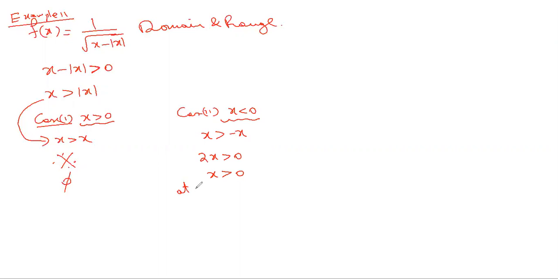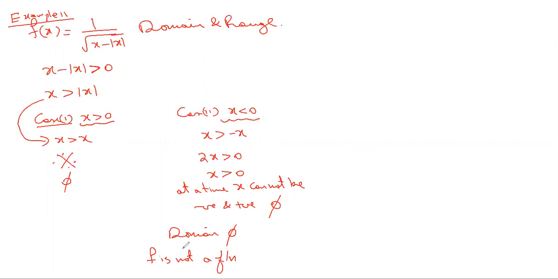You can write: at a time, x cannot be negative and positive, therefore empty set. So in both cases, you are not getting any x values satisfying this. So the domain is empty set. When the domain is empty set, we say that it is not a function also. So the definition is not satisfied; F is not a function, we say. And for the range, automatically, there are no inputs, so there won't be any outputs. The range is also empty set.